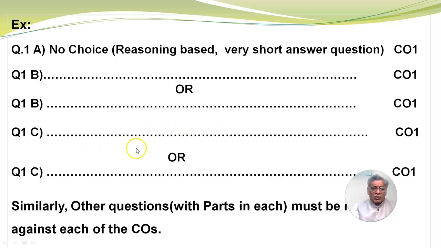Again, there is a choice in question 1C, but both the parts in the question are mapped with the same CO, that is CO1. Similarly, other questions, for example, 6 course outcomes, I mentioned 6 questions. Therefore, other questions with parts in each must be mapped with each of the COs. Please note this point.